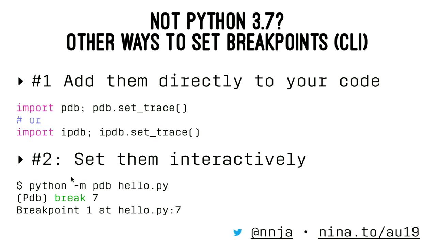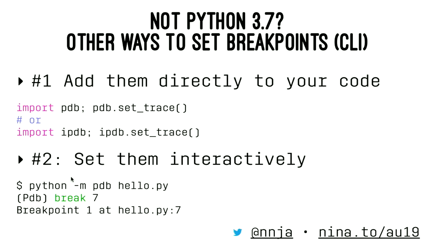Okay, if you're not running Python 3.7, there are other ways to set breakpoints for CLI debugging. You can add them directly to your code. For PDB, it's just import pdb and then pdb.set_trace. For IPDB, just add an I to both places. Or the second way is you can set them interactively.